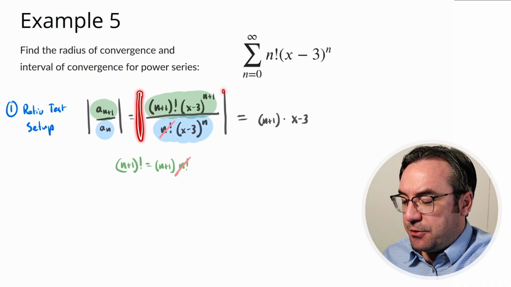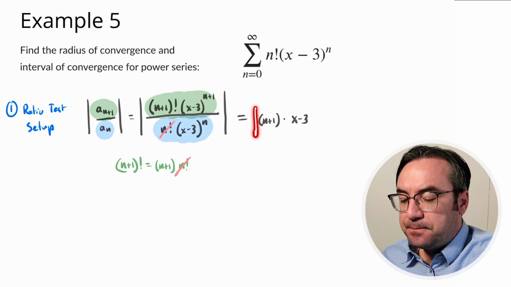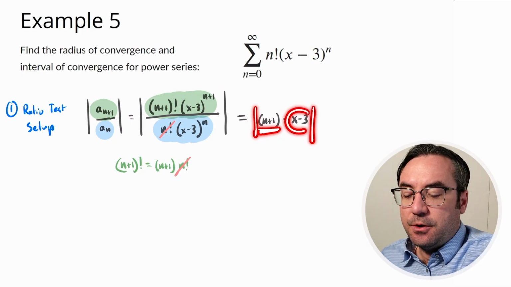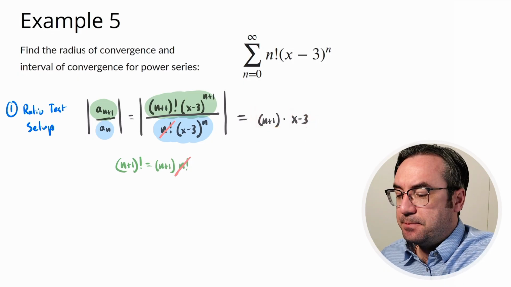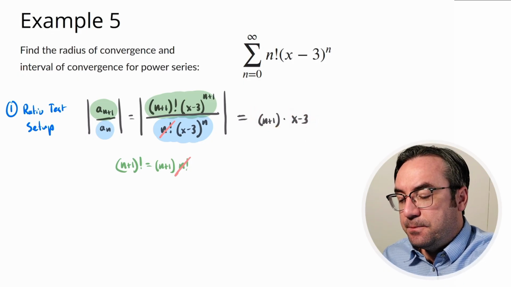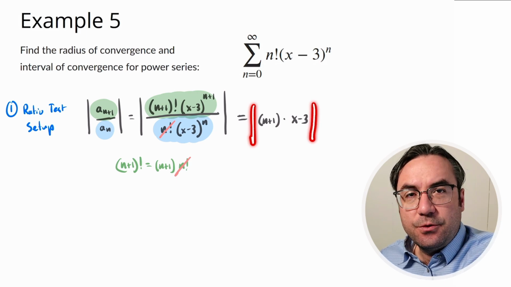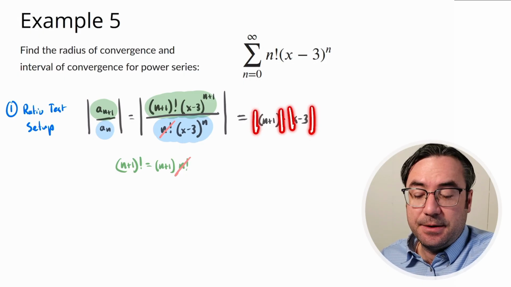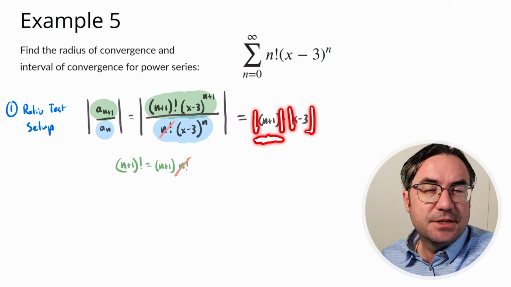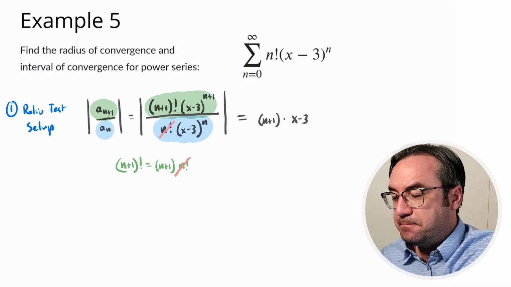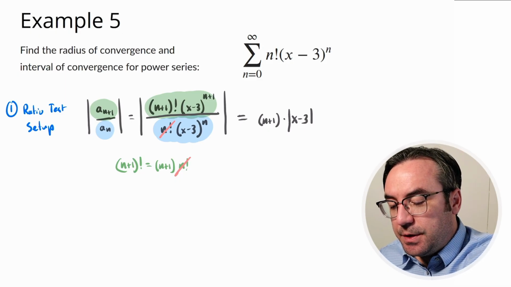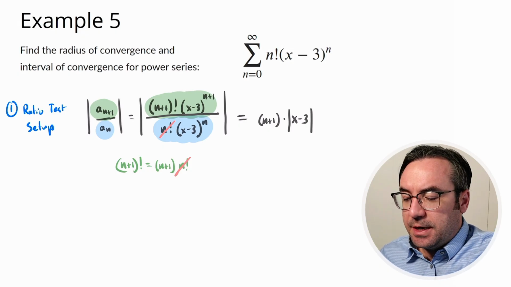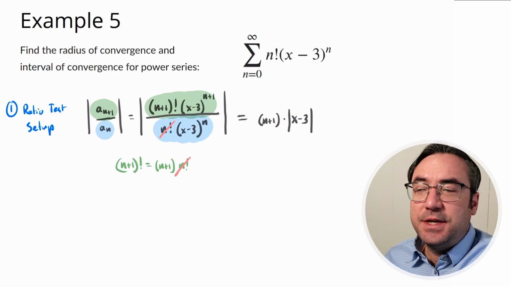Now, what about this absolute value? Well, if we look, the n+1 here is positive. So the only thing we don't know the sign of is this x minus 3 term. It's a property of absolute value that when we have multiplication inside, we can split up the absolute value sign. And since n+1 is positive, we don't need the absolute value around there. So we only need the absolute value around that x minus 3. All right, so now we have our ratio test set up all nice and simplified.